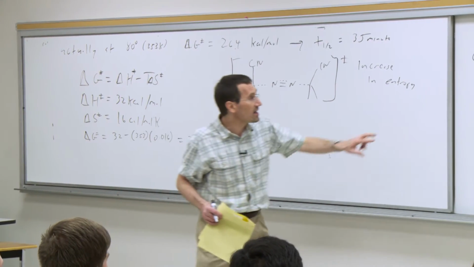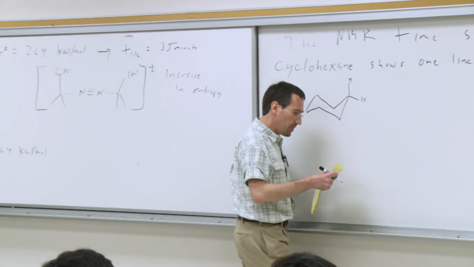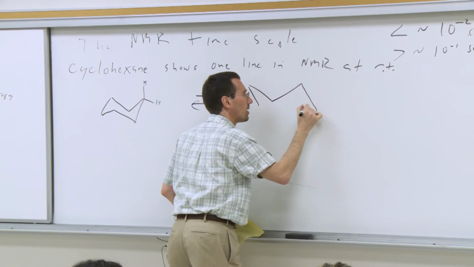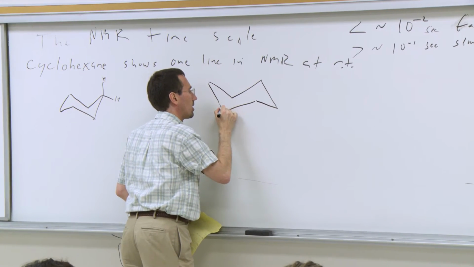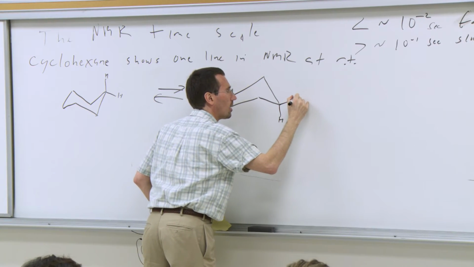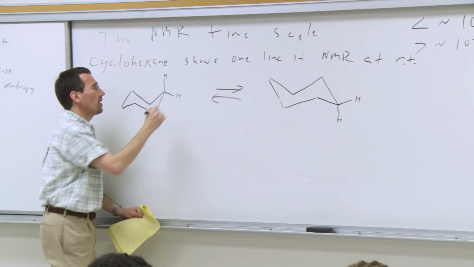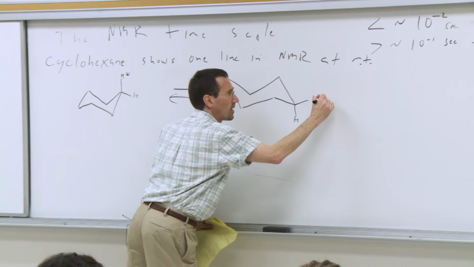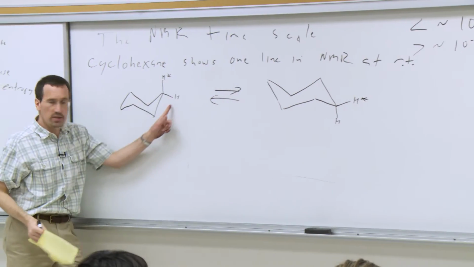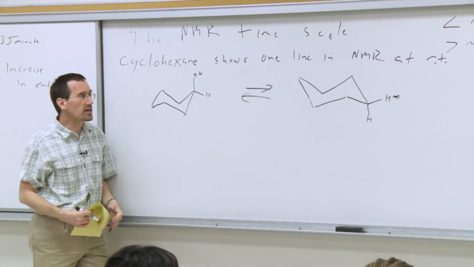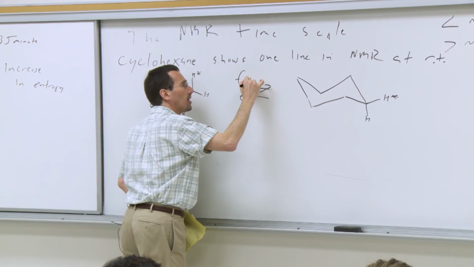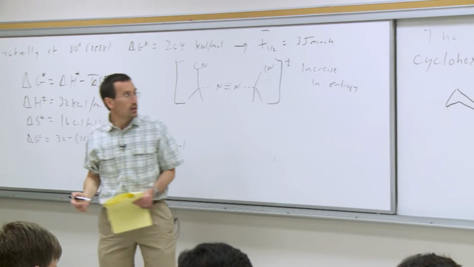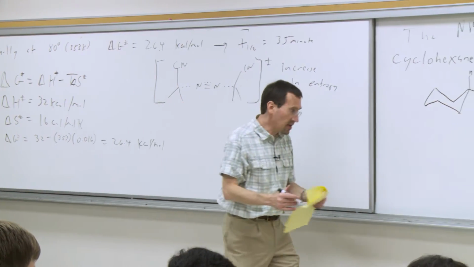And the reason for that is these two hydrogens swap positions. Cyclohexane undergoes ring flip. And in ring flip, the hydrogen that was axial becomes equatorial, and the hydrogen that was equatorial becomes axial. And this process occurs quickly on the NMR timescale. How quickly? Well, what's the energy barrier?